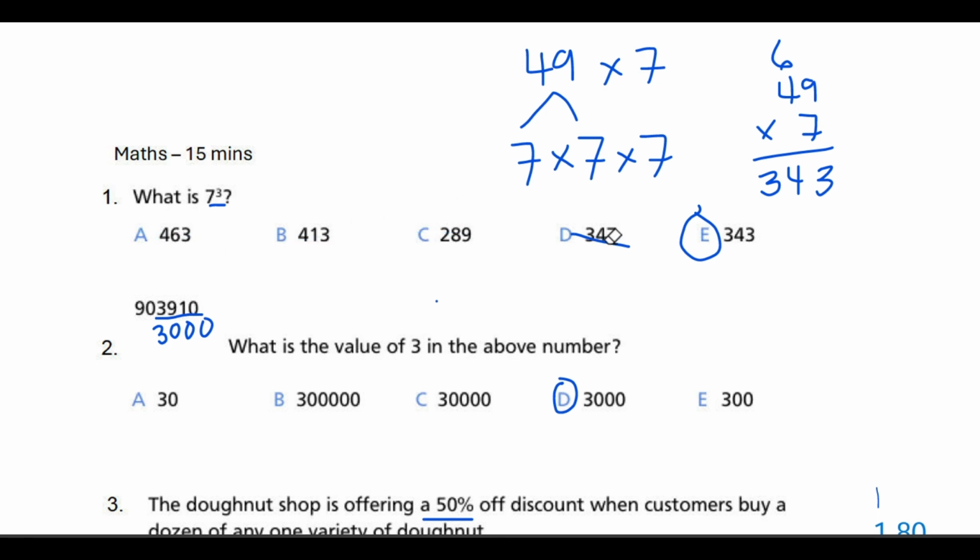Here are your multiple choice options. A 463, B 413, C 289, D 347, or E 343. The correct answer is E, which is 343.